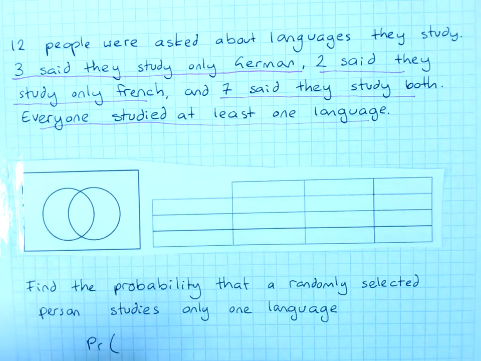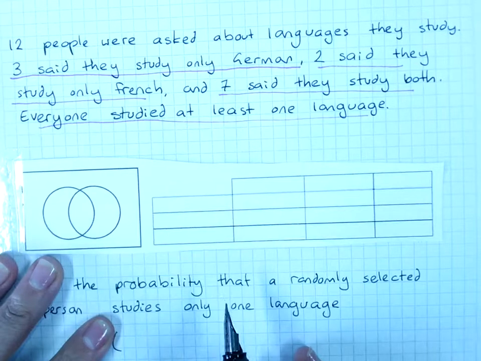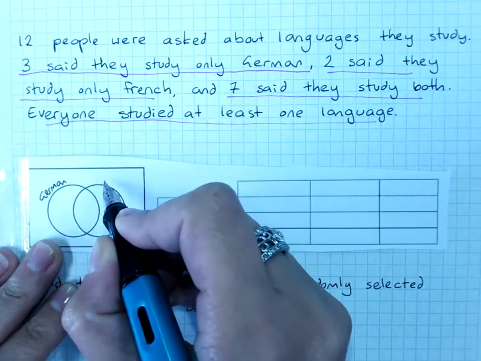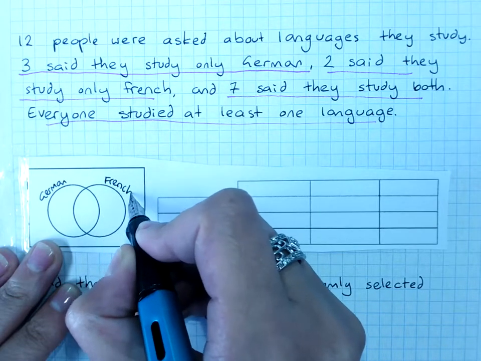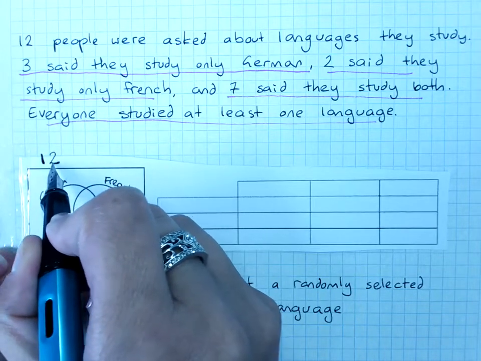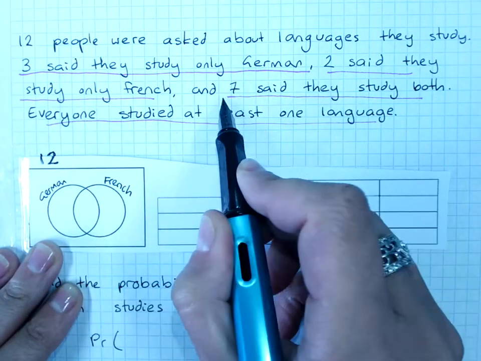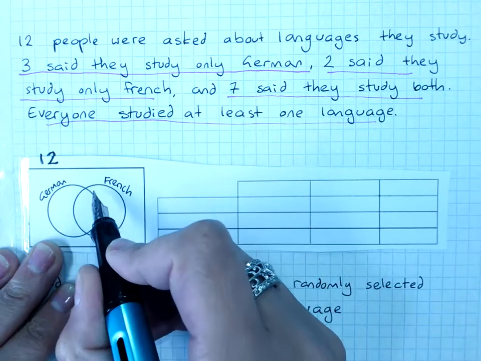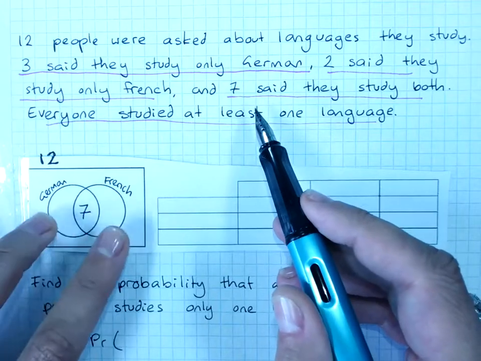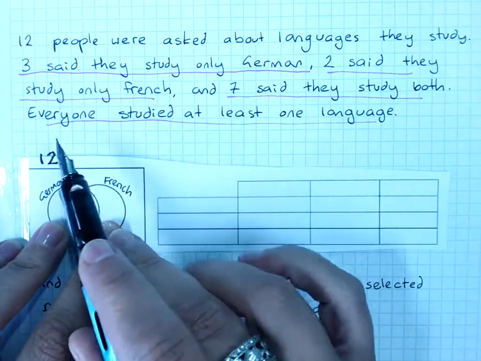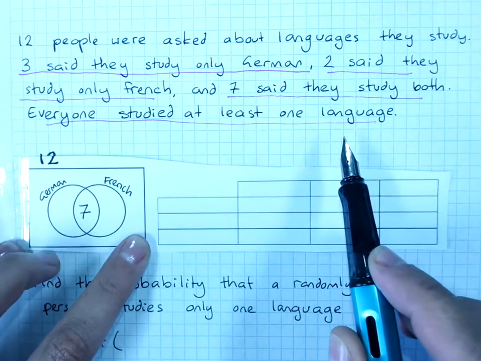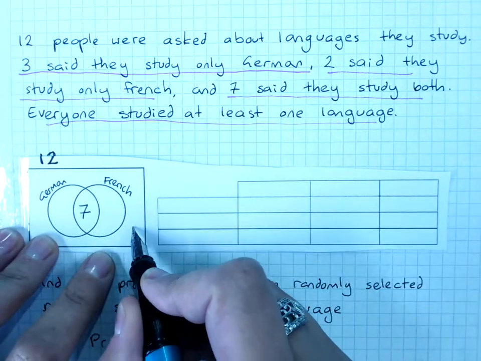So this changes where you put your numbers. We still label our Venn diagram German and French. We still put our total of 12 outside at the top. We can still put the 7 who studied both in the middle because there's 7 people who put up their hand for both German and French. Where it says everyone studied at least one language, that means nobody studied neither, so I can put a 0 in here.